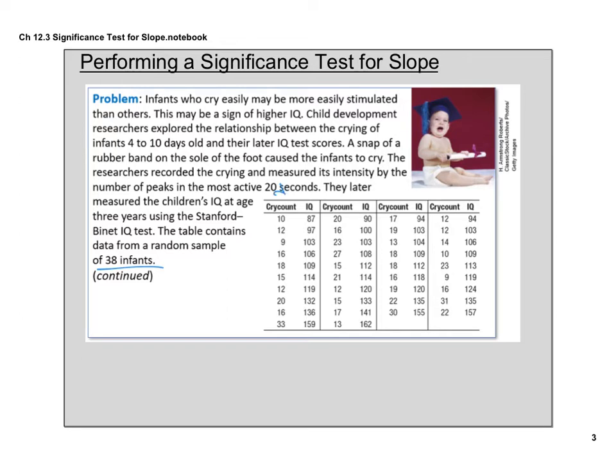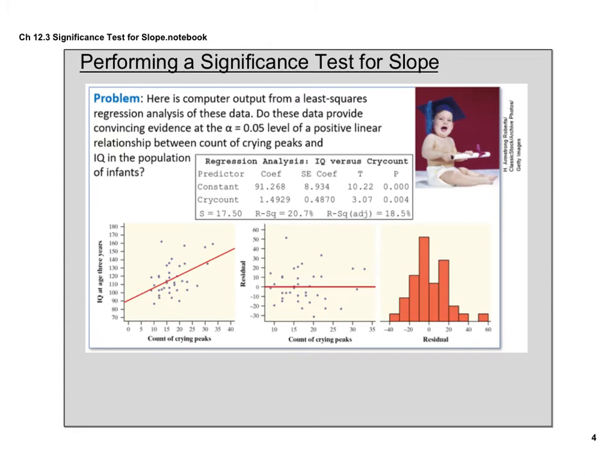Okay, so you've got the cry count and you've got the IQ. So they performed an action, snapping a rubber band on a baby's foot, which is interesting, but whatever. Nonetheless, they performed an action to make a baby cry, and then they tested their IQ later. Here is all of the data. Remember, I talked about if you're doing inference for slope, you're most likely going to be given these three things. You're also going to be given the computer output of the data.